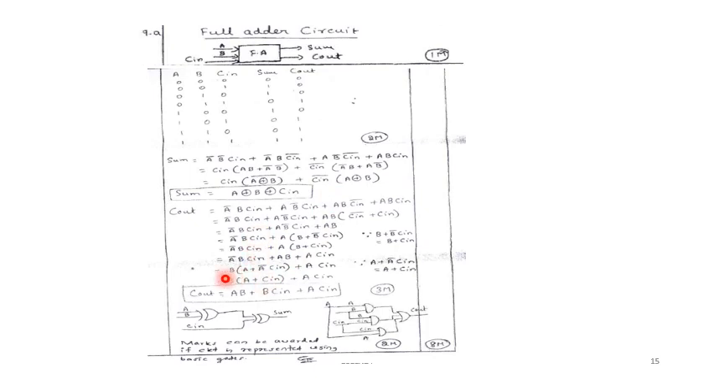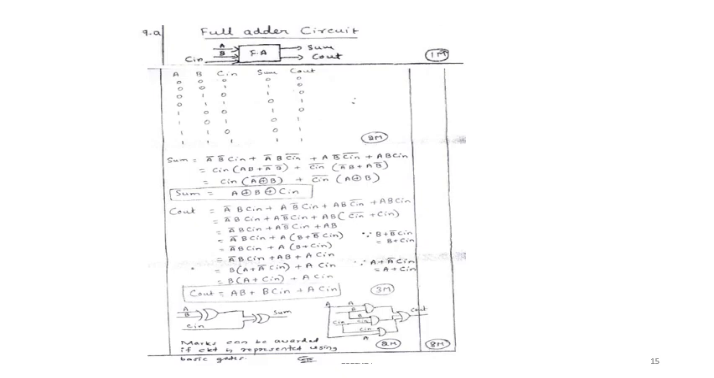Similarly, I can obtain the equation for the carry out also. Again, the number of ones is 4 here. Use that equation and simplify it using the laws of Boolean algebra. So C out is equal to AB plus BC in plus AC in. So 3 marks for this, 2 marks for the truth table, and 1 mark for the block diagram representation.